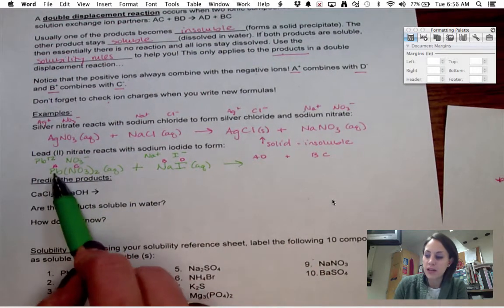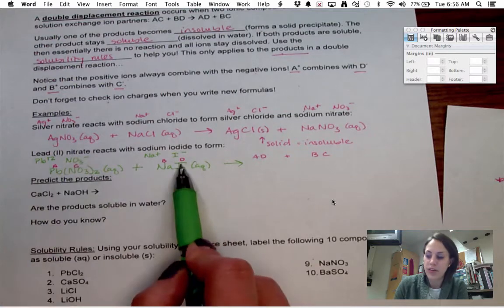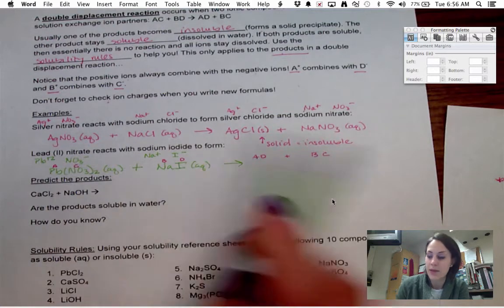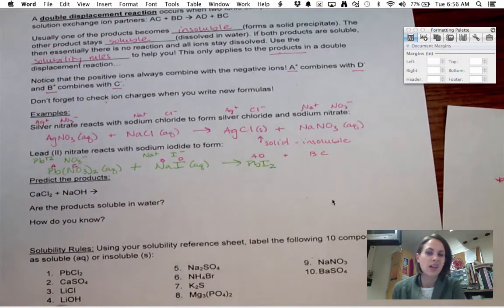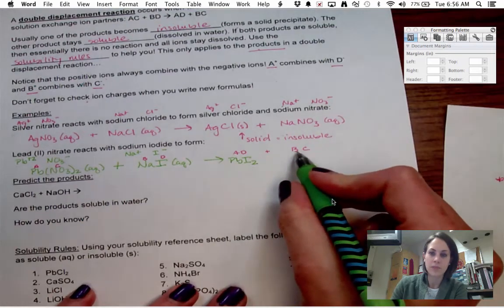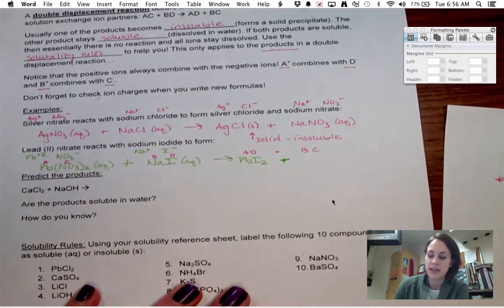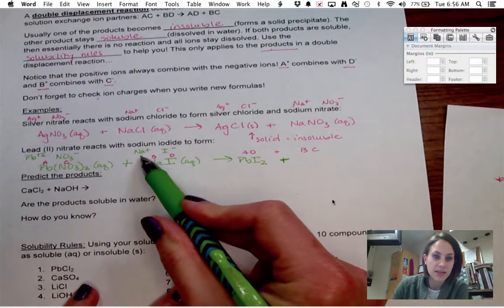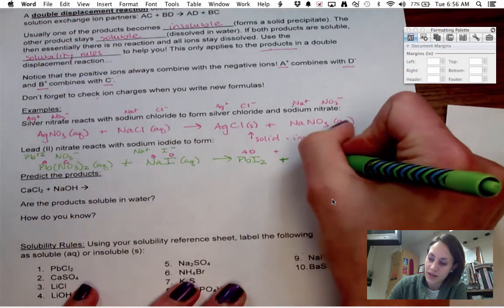So lead was our A, and lead was a +2. It's going to form with D, which was I-. So I have PbI2, and I'll leave the state of matter off. I'll look up my solubility rules. Forming with, another product is BC. So B was Na+, and C was nitrate with a minus. So I have NaNO3.